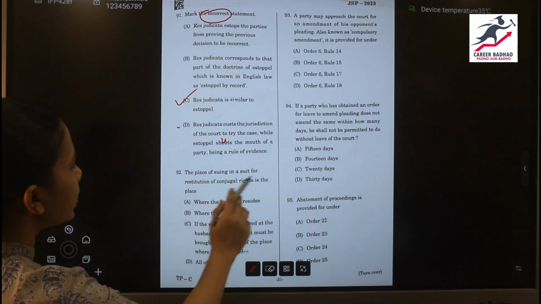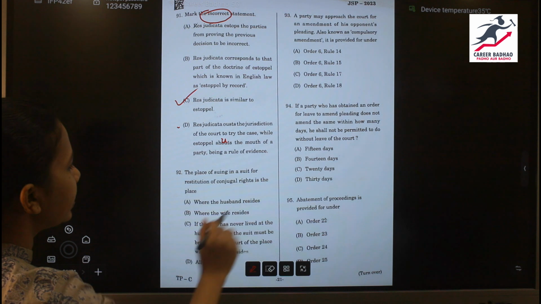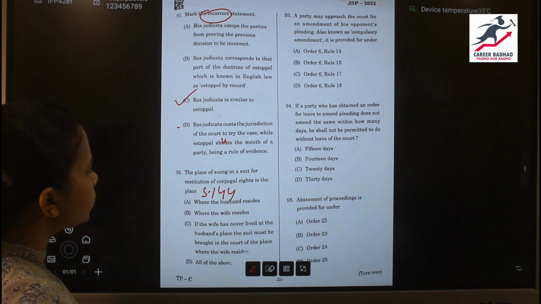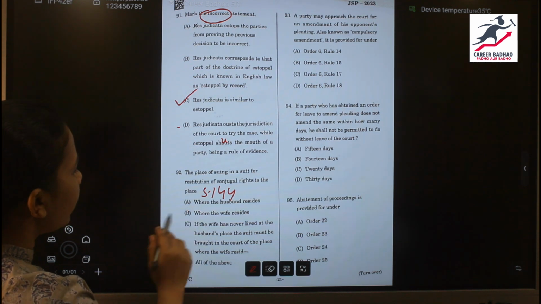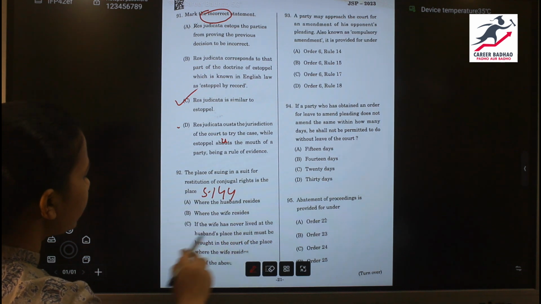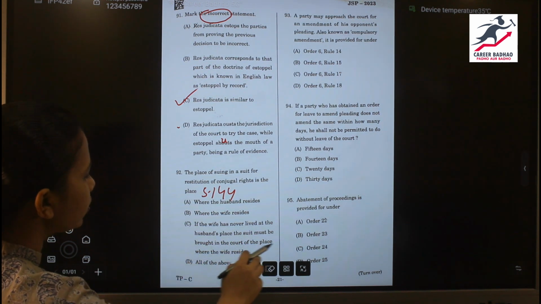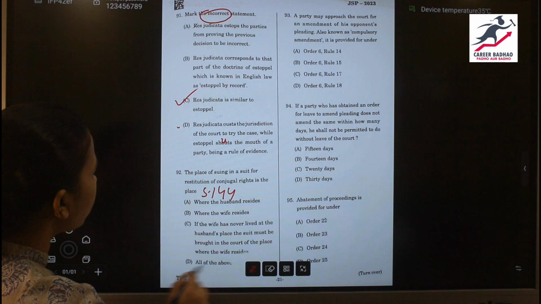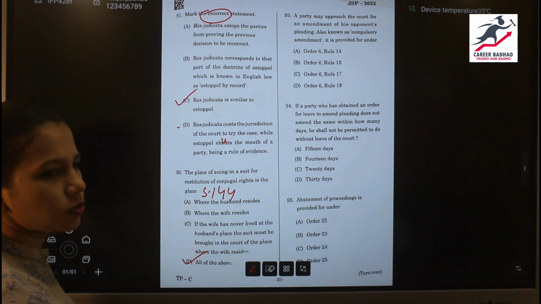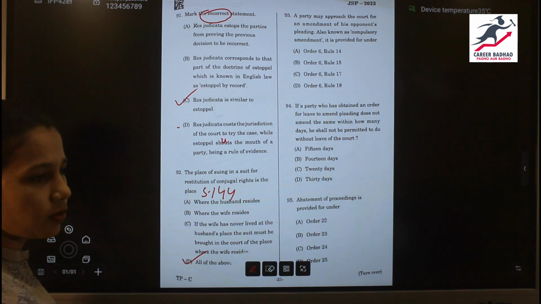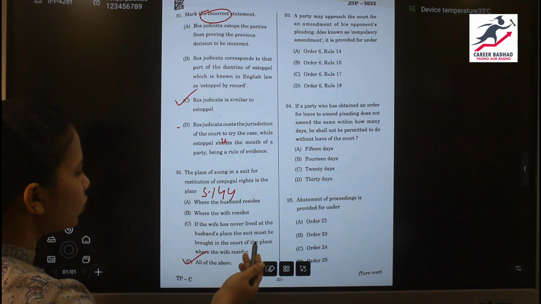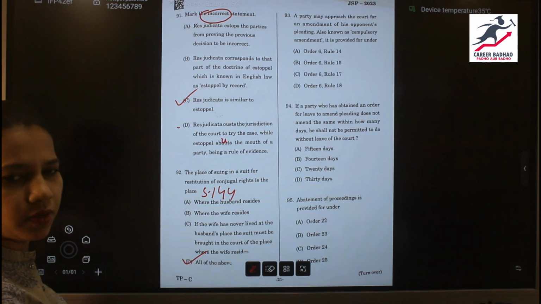The place of suing in a suit for restitution of conjugal rights, which is given under Section 144, is the place where the husband resides, where the wife resides, or, if the wife has never lived at the husband's place, the suit must be brought in the court of the place where the wife resides, or all of the above. So here it is all of the above. You can file the suit where the husband resides, where the wife resides, or, if the wife has never lived at the husband's place, in the court of the place where the wife resides.